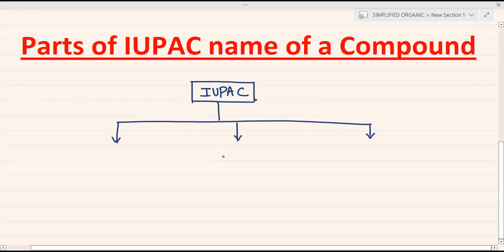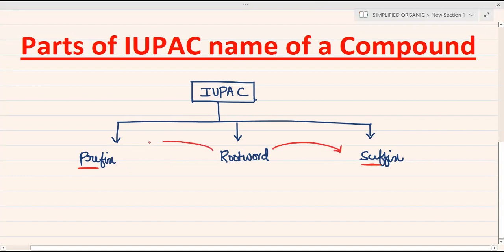The center one is called the root word, and the one which comes after the root word is called the suffix, and the one which comes before the root word is called the prefix. In Latin, pre means before and suff means after. The part coming after the root word is called the suffix, and the part coming before the root word is called the prefix.